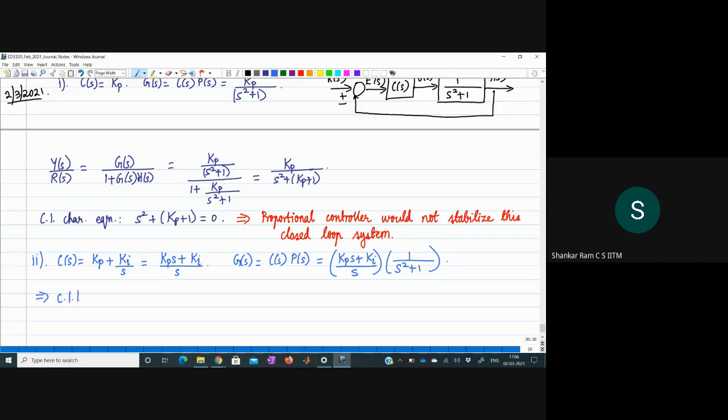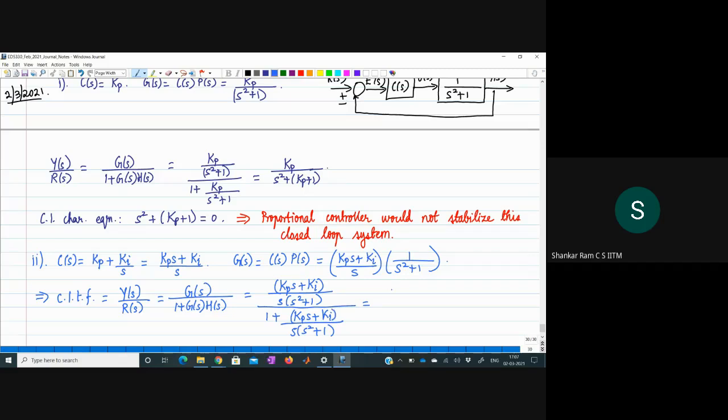Accordingly, the closed loop transfer function, y of s by r of s, is going to be equal to G of s divided by 1 plus G of s H of s. So what we will have is Kp s plus Ki divided by s times s squared plus 1, then the whole thing divided by 1 plus Kp s plus Ki divided by s times s squared plus 1.